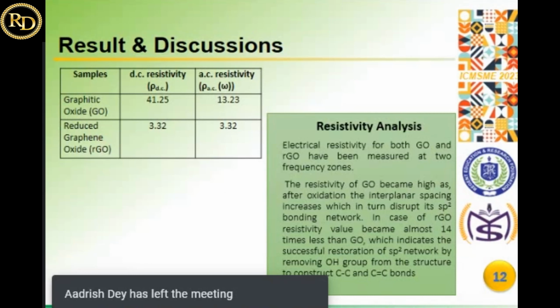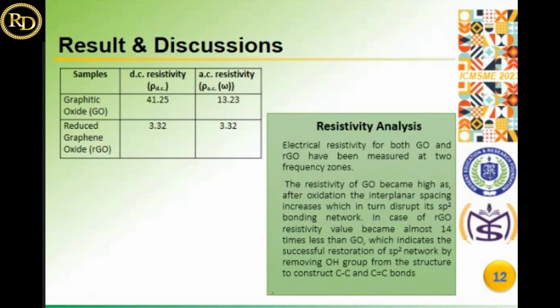That is really due to the restoration of the sp2 network, because we have removed the hydroxyl groups from the structure, and thus carbon-carbon single bonds and carbon-carbon double bonds have been formed. For that reason, the resistivity has decreased at an alarming rate.